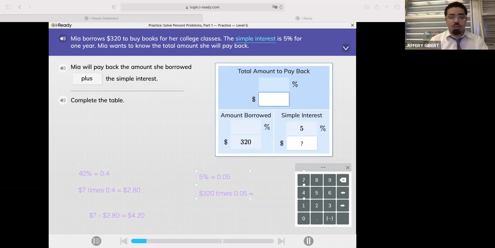$16. All right, so now do we do $320 plus $16 or $320 minus $16? No, you said we added. What's the simple? Yep, that's correct. You said we added. So what do you get when you add it together?